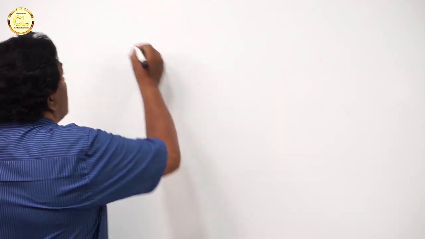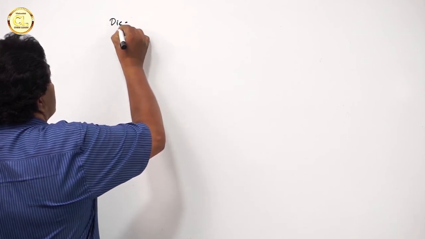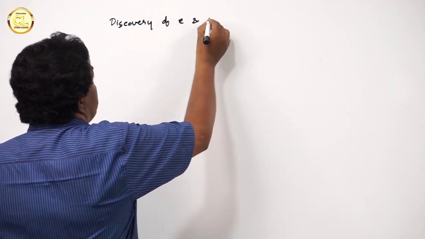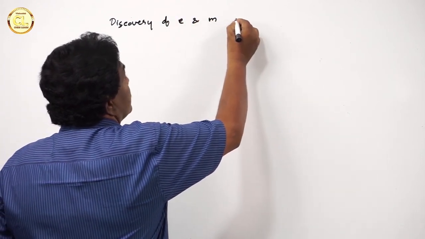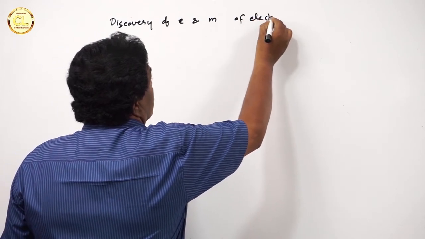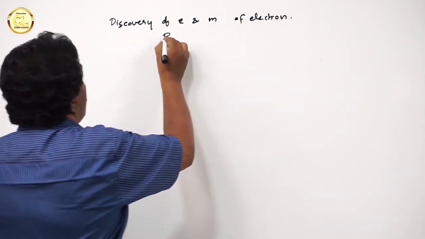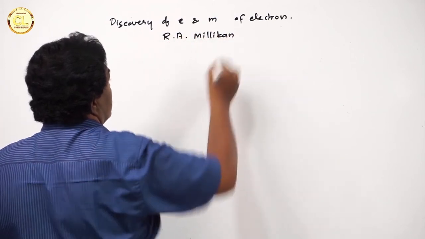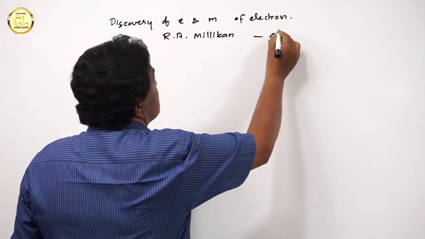Discovery of charge and mass of the electron. R.A. Millikan discovered the charge of the electron by conducting the famous oil drop experiment.